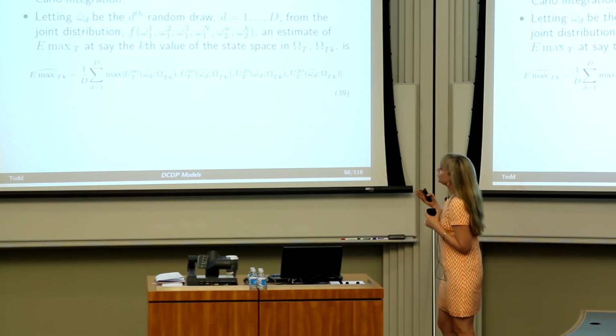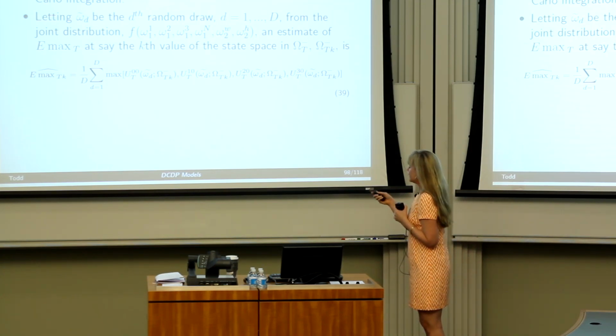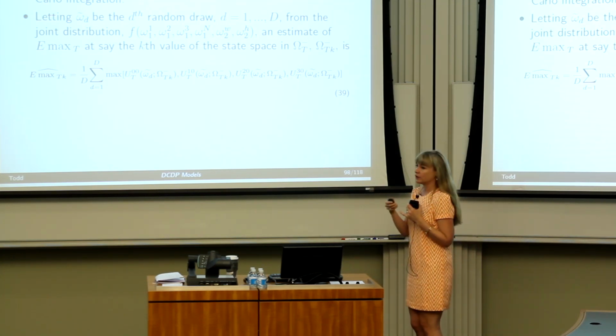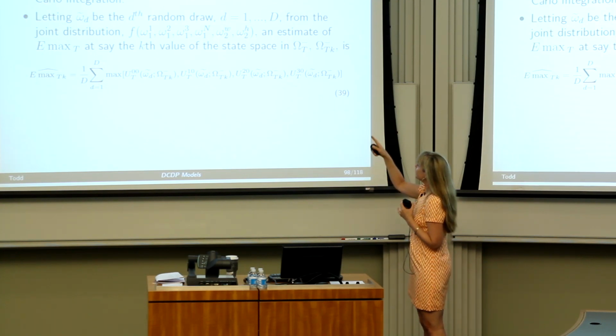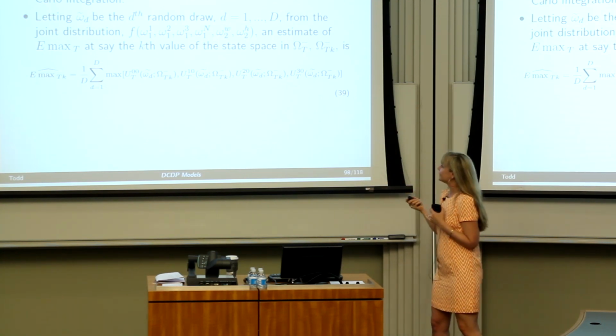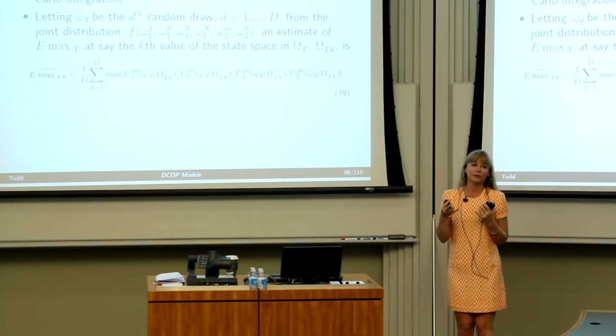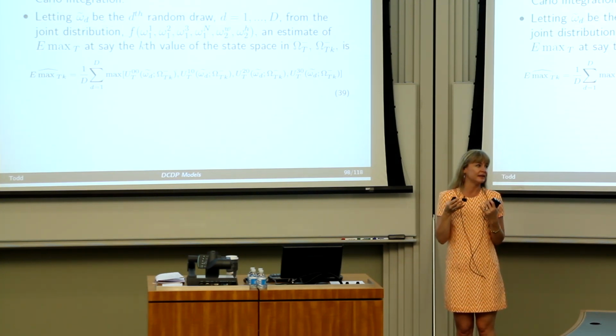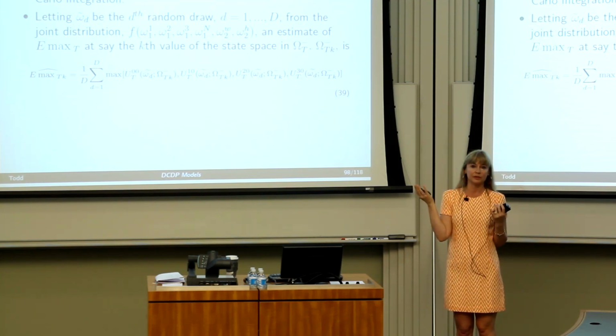But you just draw the shock, so D is the number of draws. So you draw from that distribution, and the way you normally do it is you draw from IID normals and use Cholesky decomposition to draw from whatever normal distribution you want, right?